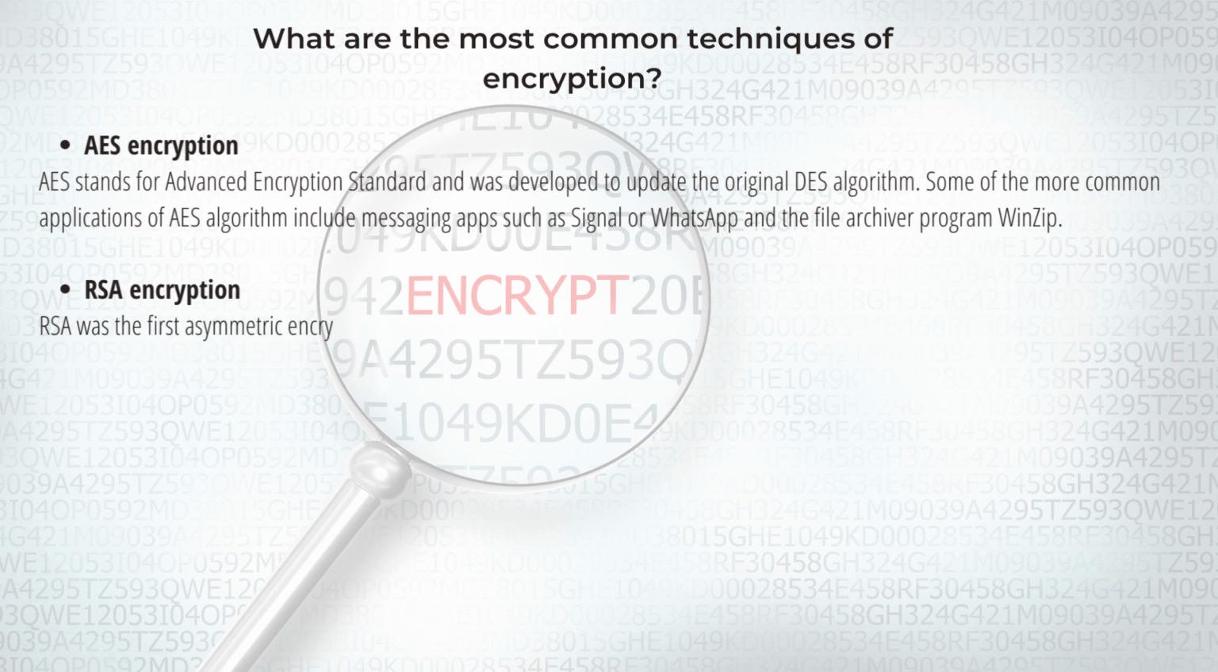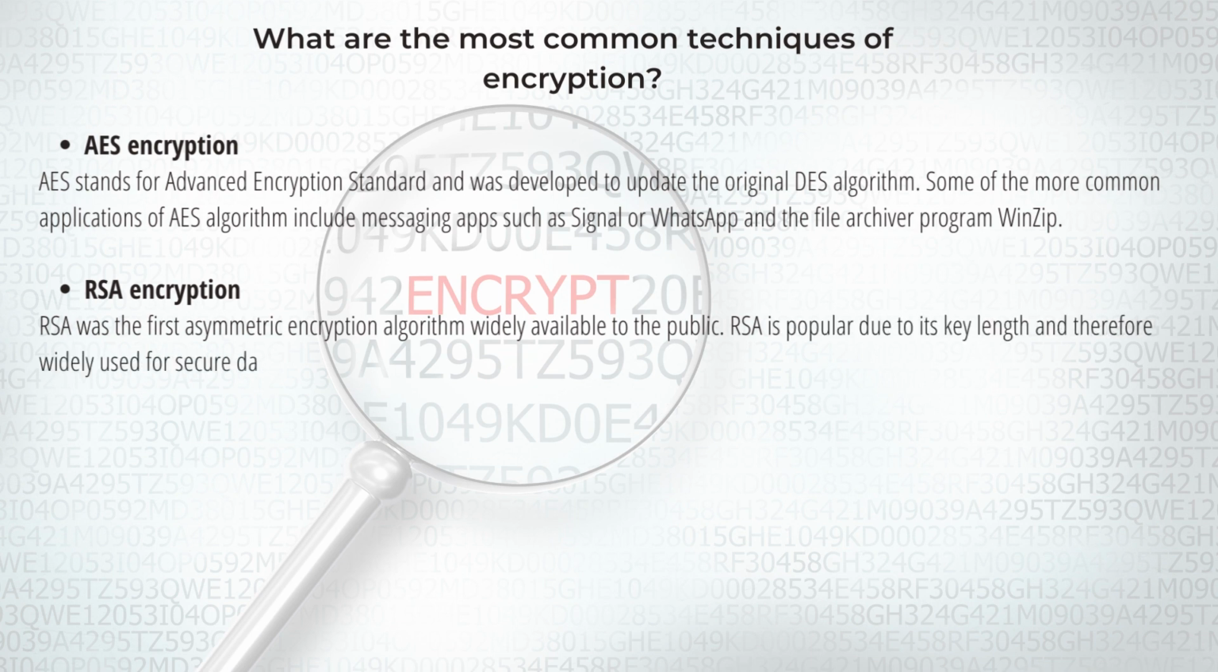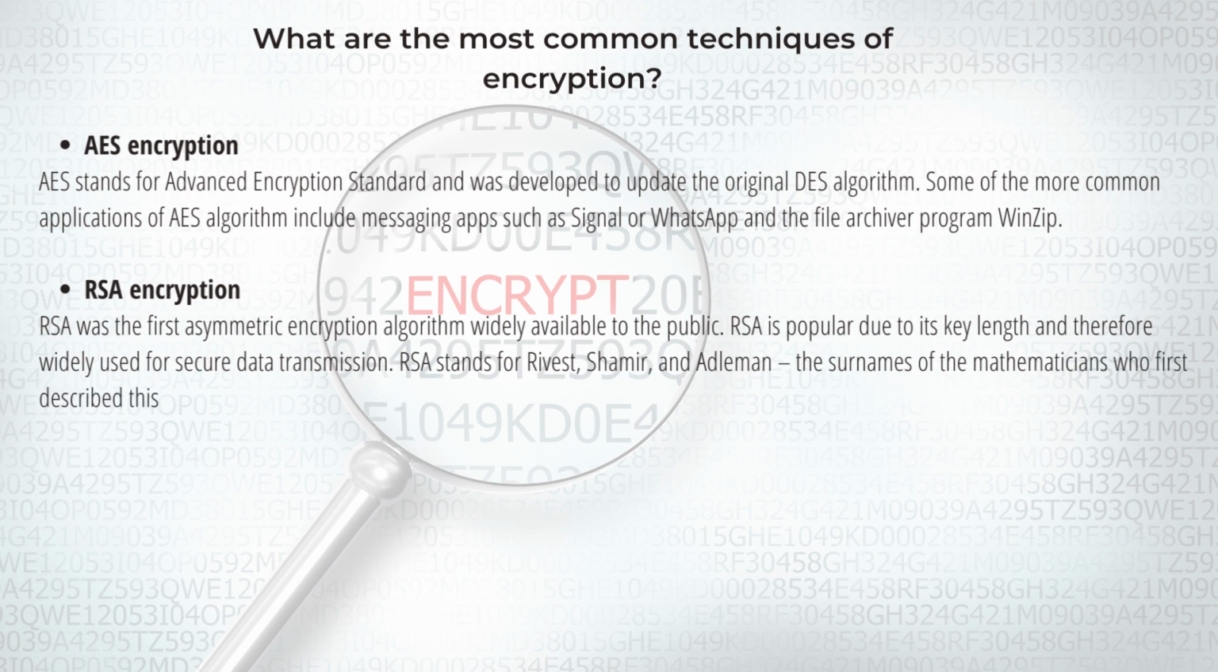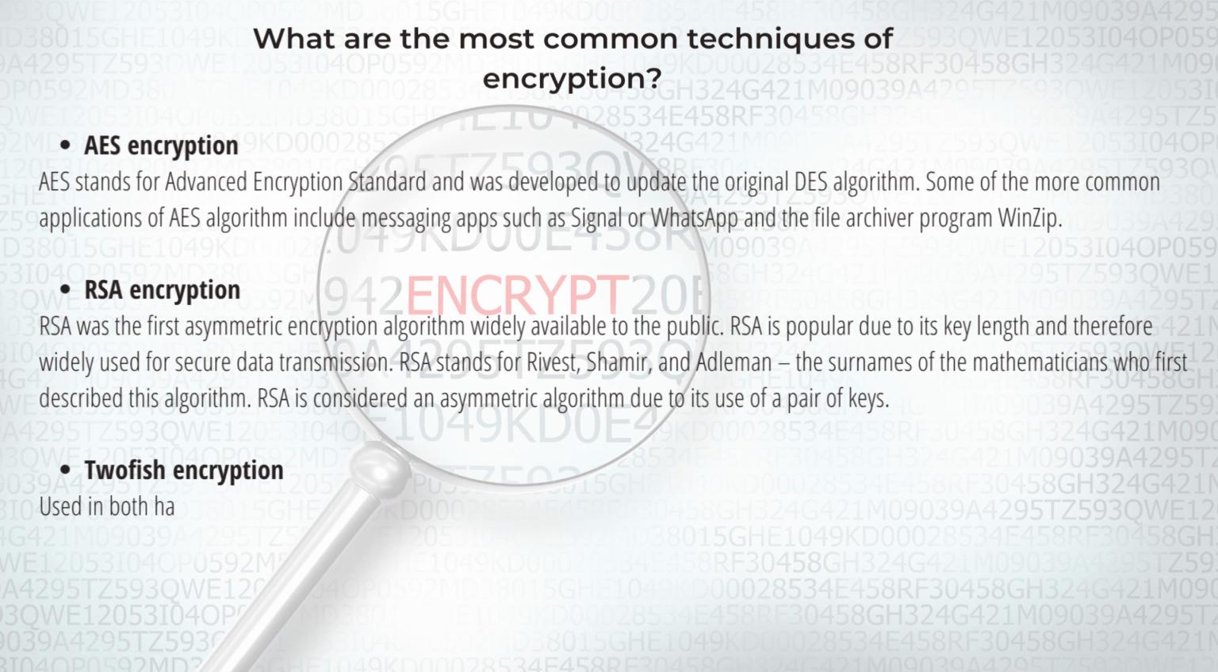RSA encryption. RSA was the first asymmetric encryption algorithm widely available to the public. RSA is popular due to its key length and therefore widely used for secure data transmission. RSA stands for Rivest, Shamir, and Adleman, the surnames of the mathematicians who first described this algorithm. RSA is considered an asymmetric algorithm due to its use of a pair of keys.